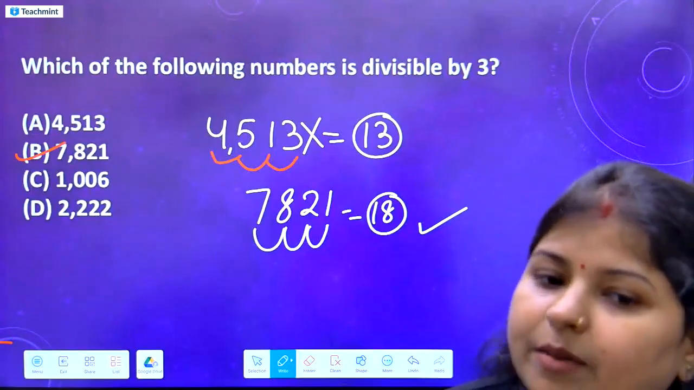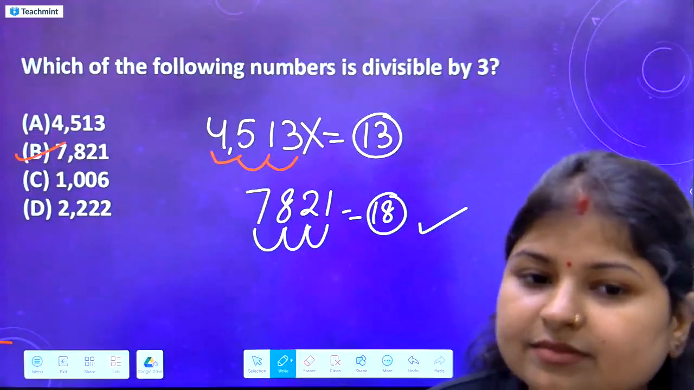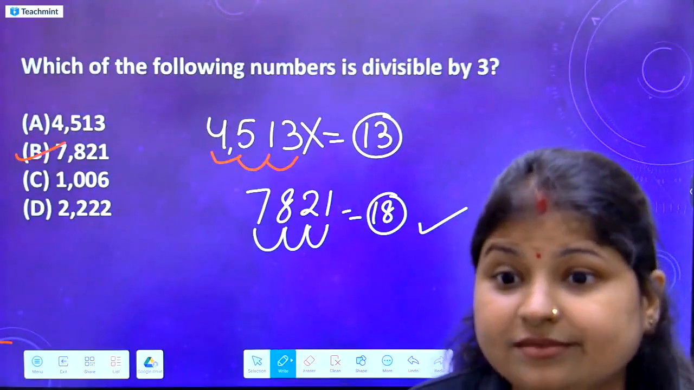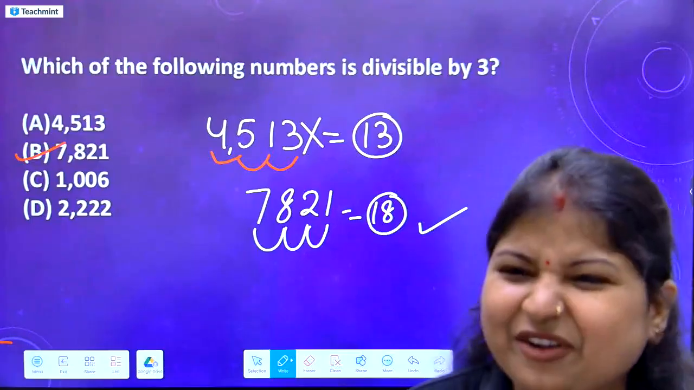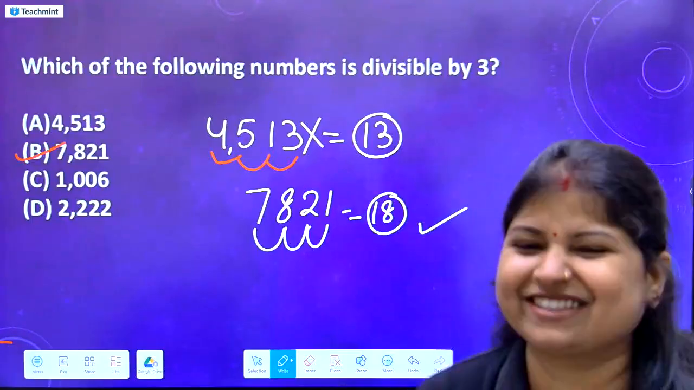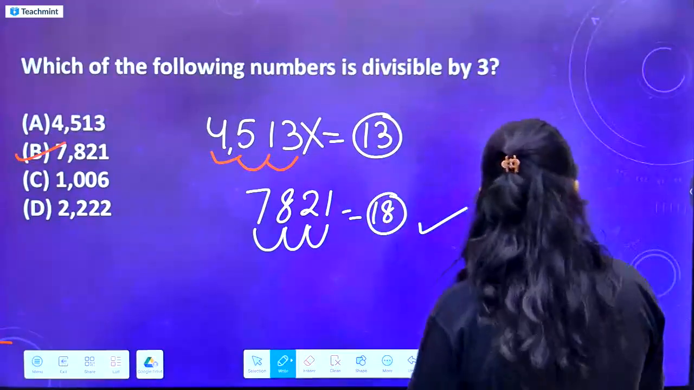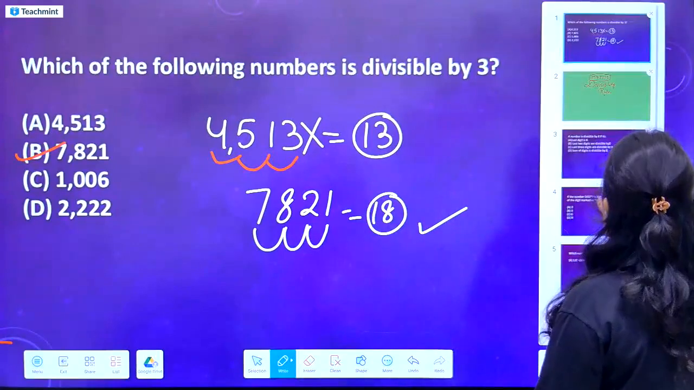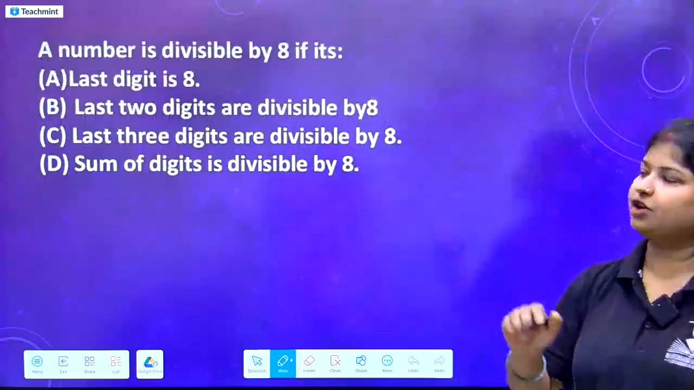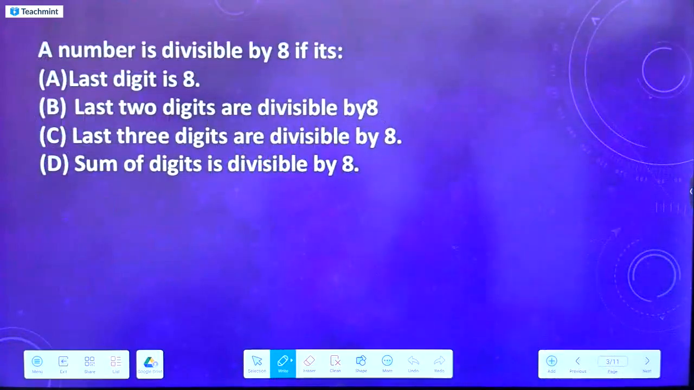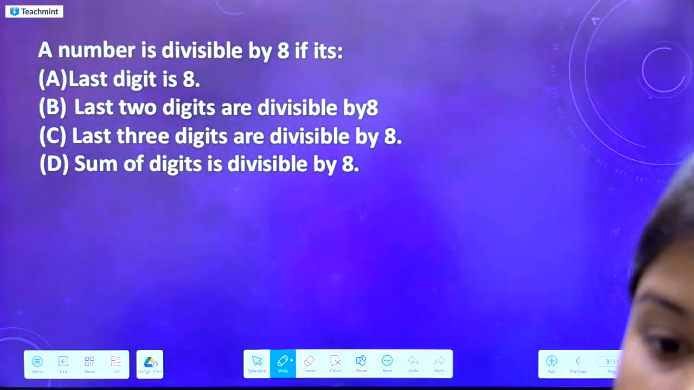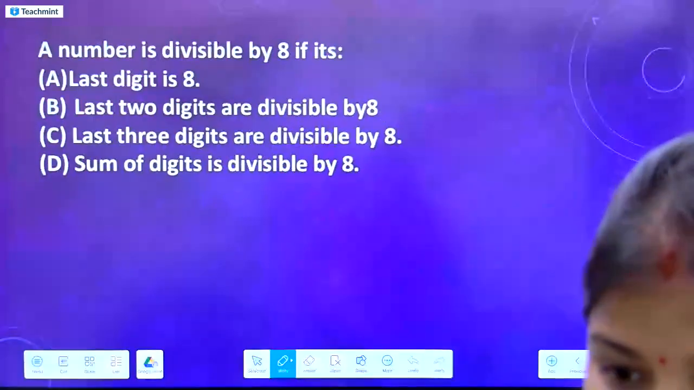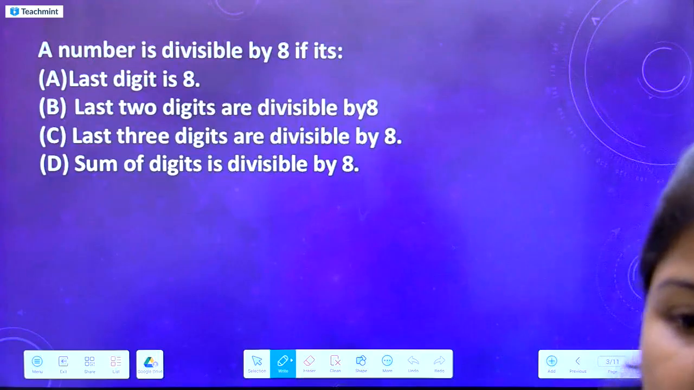Any doubts, anyone? Please raise your hand. No one? Everyone is so intelligent. Okay. If no one, then I have another question for you. Here you go. A number is divisible by 8 if, here you go, answer in the poll.